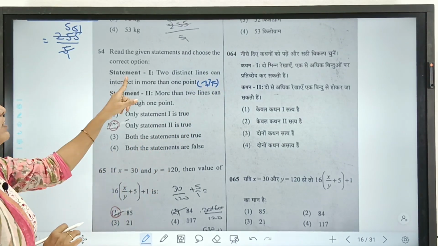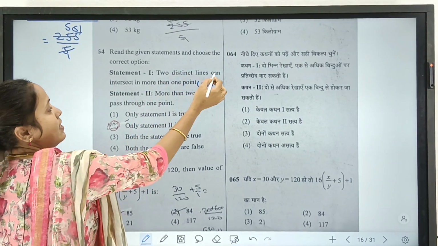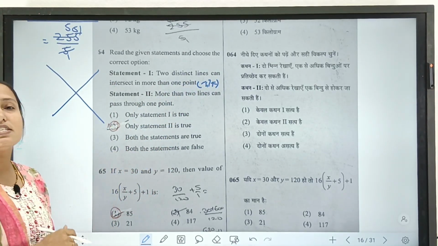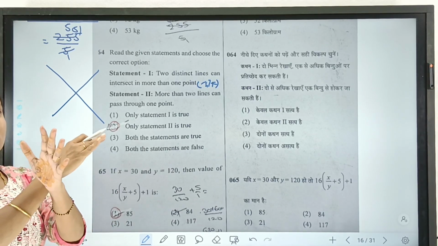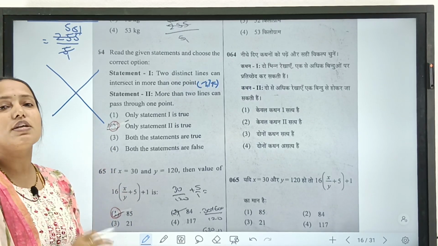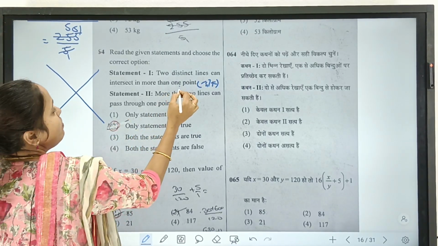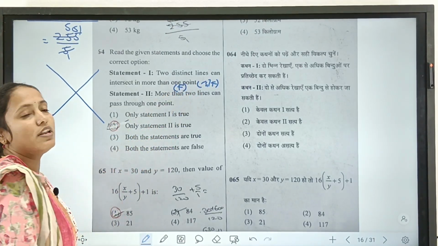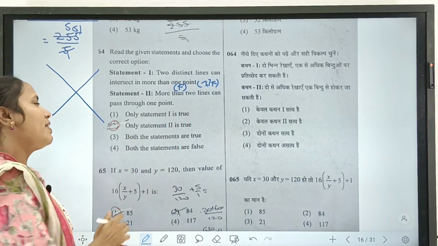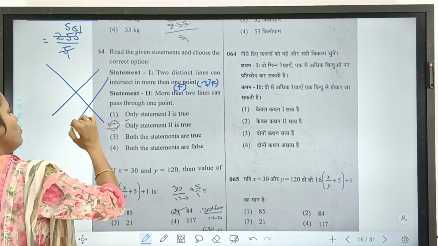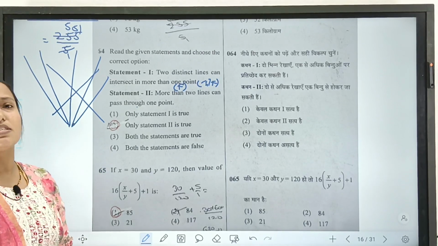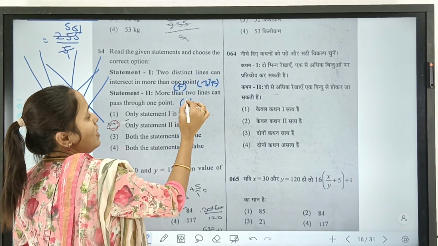First, I am going for statement 1. Two distinct lines intersect at more than one point. It will never happen. Two lines will intersect only one time; they will go in opposite directions. Means it is absolutely false. Next, more than two lines cross one point. Yes, not only more than two, an infinite number of lines can pass through one point. Means it is absolutely right.